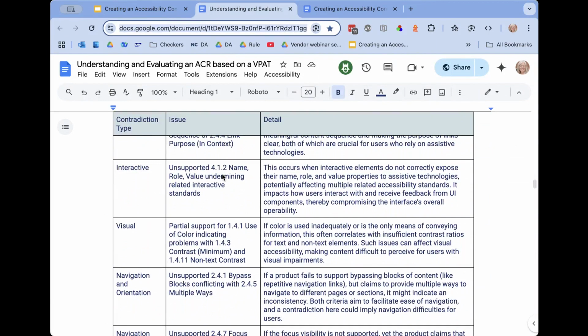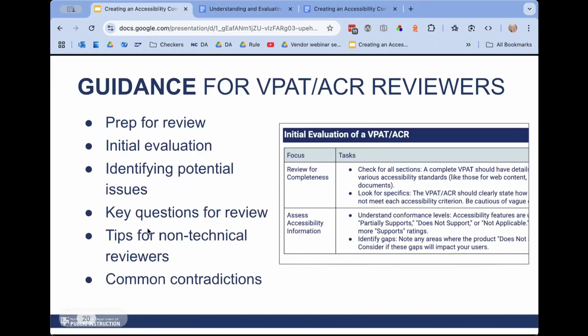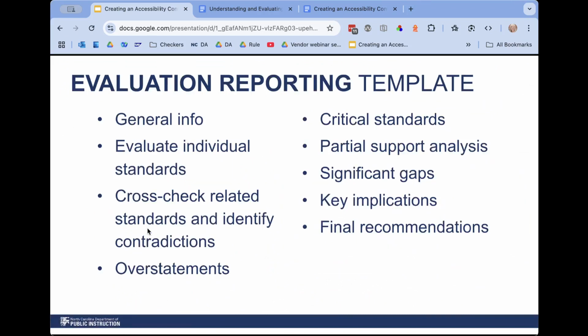So again, this guide is designed for the procurement team, but I think it could be a helpful lens for you as well, to see what I'm encouraging procurement teams to be looking for when they're reviewing a VPAT. Some of the more detailed pieces of contradictions, for example, are included in that guide. So that might be helpful for you when you're reviewing yours. Another thing that I have in that guide is a template for a procurement team or a VPAT reviewer to complete to help the full procurement team in making decisions. So these are just the bullet points of that reporting template, giving you an idea of what I'm encouraging procurement teams to do when they're evaluating a VPAT.